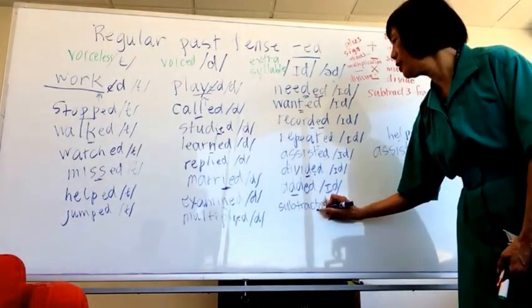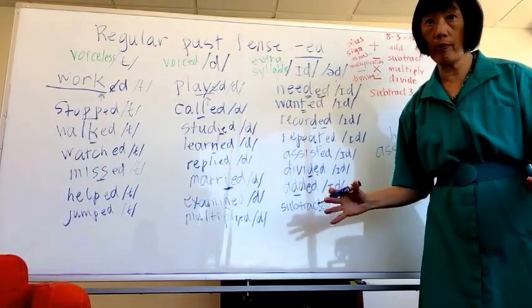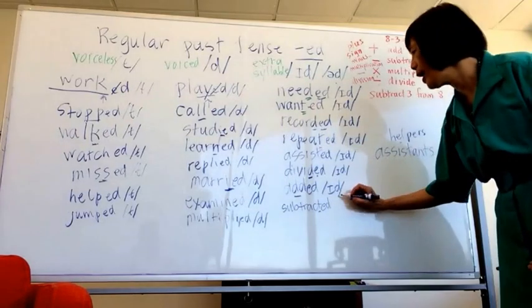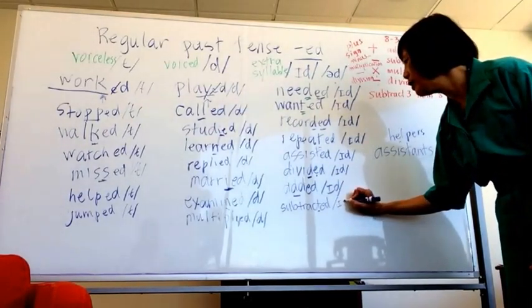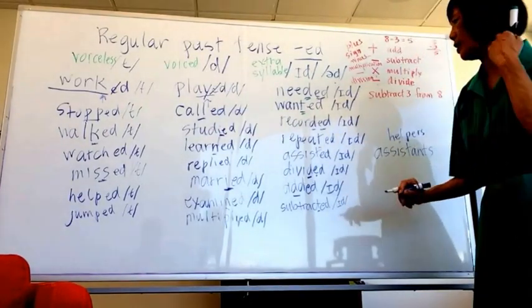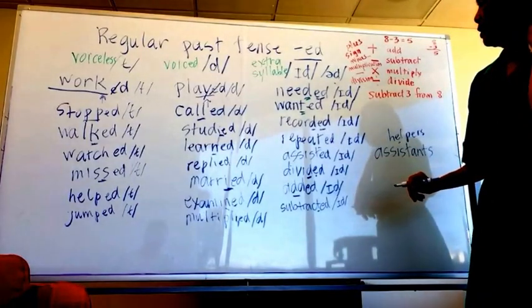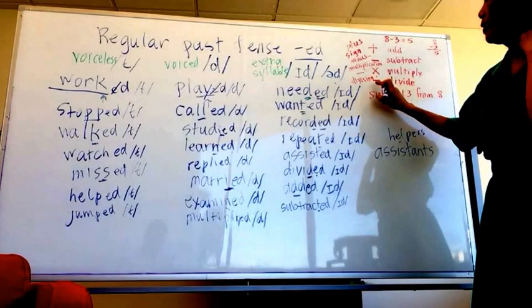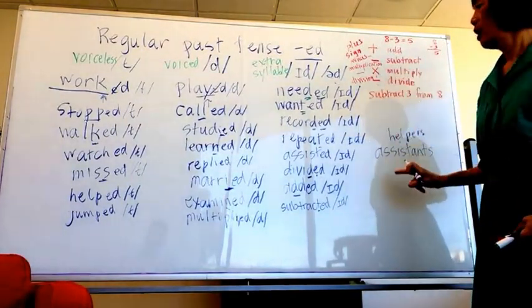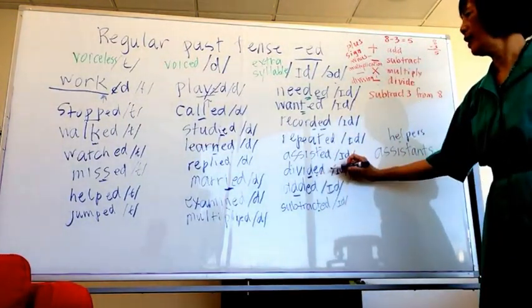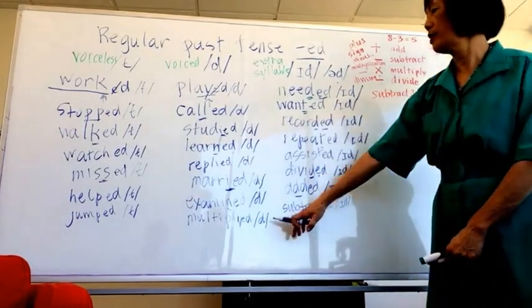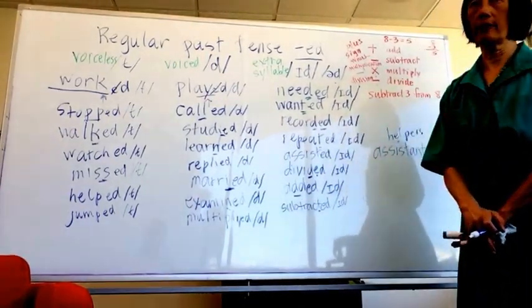Why? Because this one is a t sound, and we remember that if it's t, we can't put another t except if we add an extra syllable. So now we have subtracted. So if you look at these words that are in this form, 3 of them have an extra syllable: divided, added, and subtracted. One of them has the d form, multiplied.